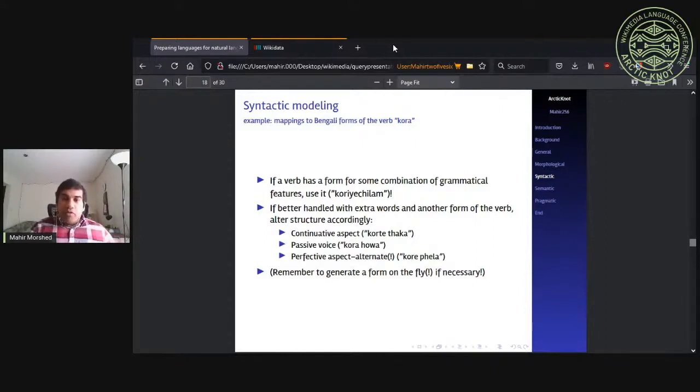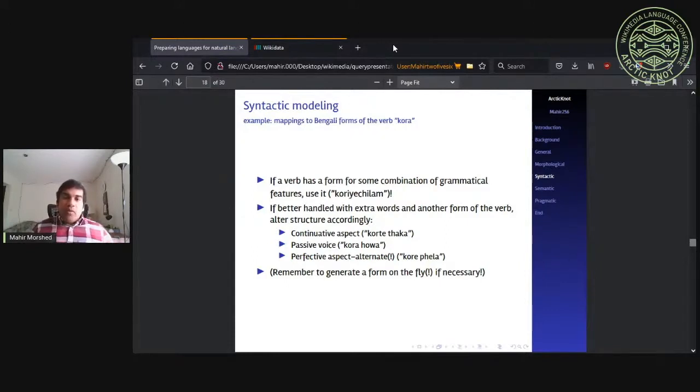here's just a short example for mappings to Bengali forms of a particular verb. This is the verb for "to do." Generally speaking, we might want to feed in a particular tense, a particular aspect, a particular mood. These are synthesized from other abstract concepts, like this is taking place now, and we're talking about it from a past perspective, and so on and so forth. But basically speaking, if there is a form for a particular combination of grammatical features, just use it.